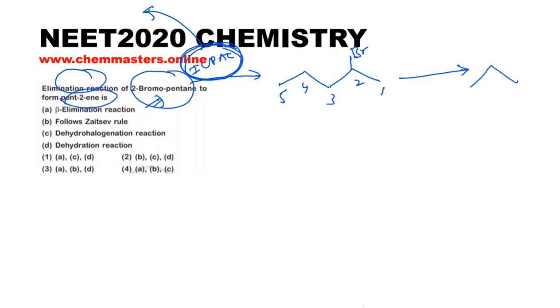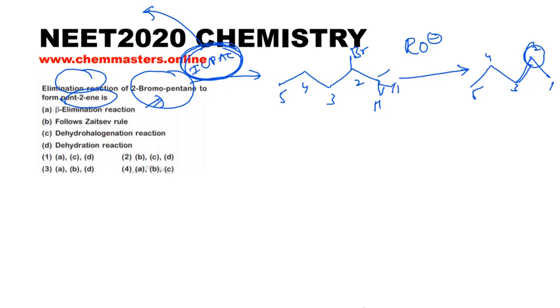What he said is that on elimination, 2-bromopentane produces pent-2-ene. So by just using the IUPAC name, we need to draw the correct structure. So 1, 2, 3, 4 and 5. You can see at the second carbon we have the double bond. That's why pent-2-ene. So how is this product produced? Simply, if we take a base, I'm just taking alkoxide, the alkoxide abstracts the acidic protons.